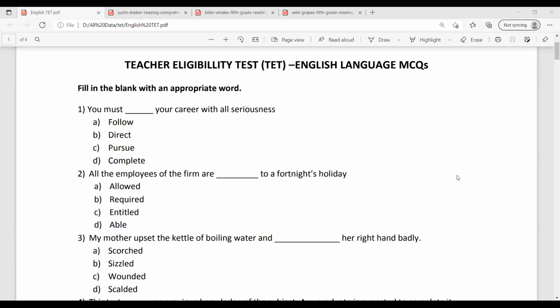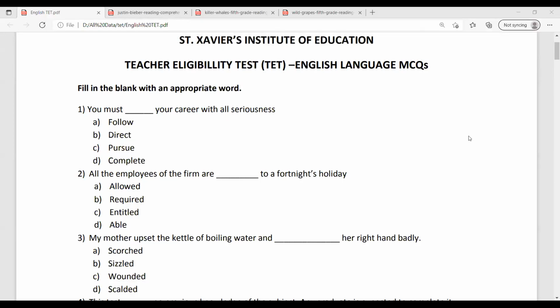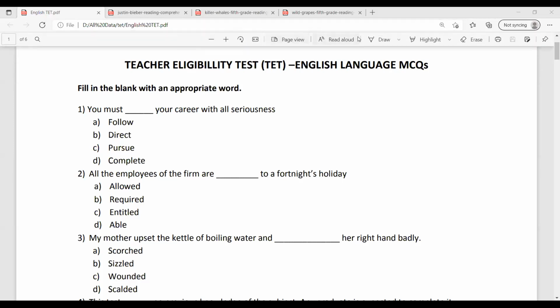You have to tell me if you can see this. Yes, it's visible. Okay, so let's start.